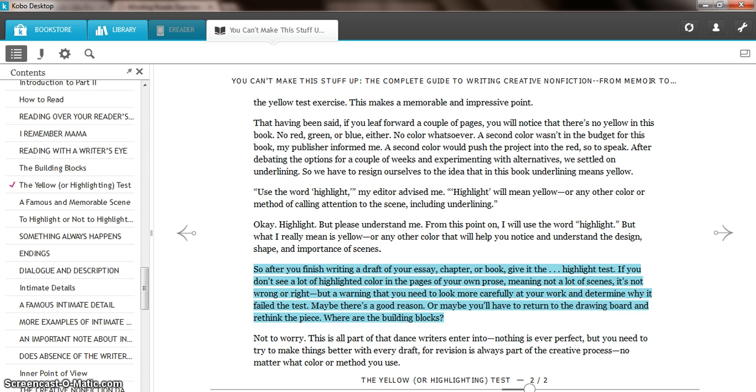Maybe there's a good reason. Or maybe you'll have to return to the drawing board and rethink the piece. What are the building blocks or the essentials of that piece? So just another food for thought.